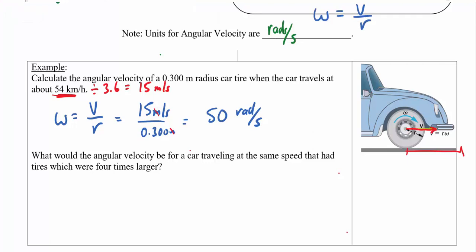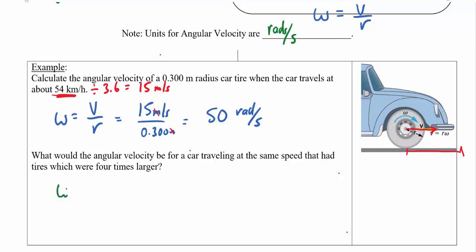So what would the angular velocity be for a car traveling at the same speed but that had tires which were 4 times larger? So how quickly would the tires have to rotate if the tires were 4 times bigger? Just think about that for a second. Would the tires have to spin faster or slower? Would they have to complete more or fewer revolutions per second?